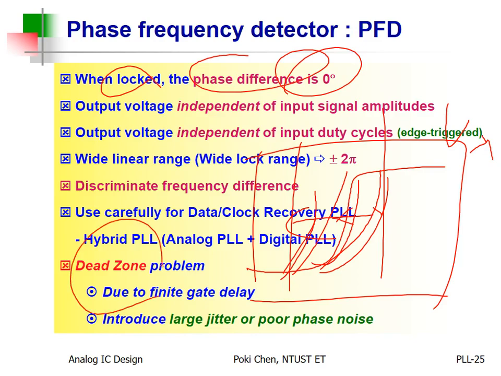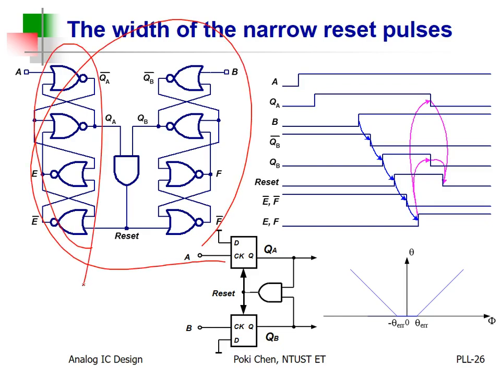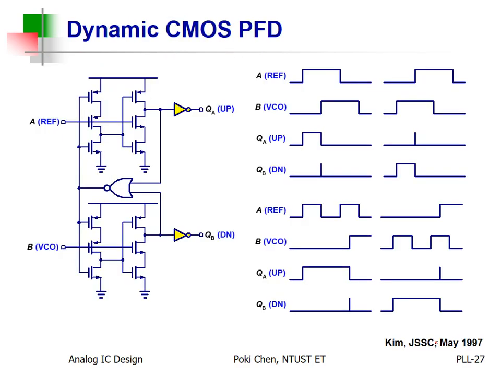It has some kind of dead zone problem. This is some kind of static design, with first D flip-flop, second D flip-flop, and so on. That is what I told you. For the dynamic one, I don't have time to explain.